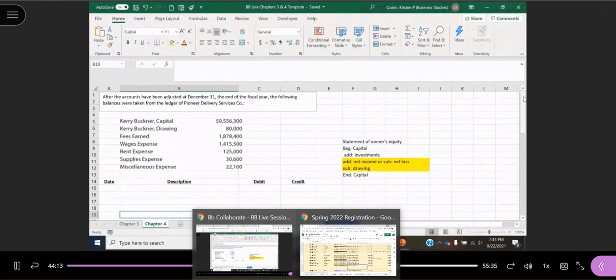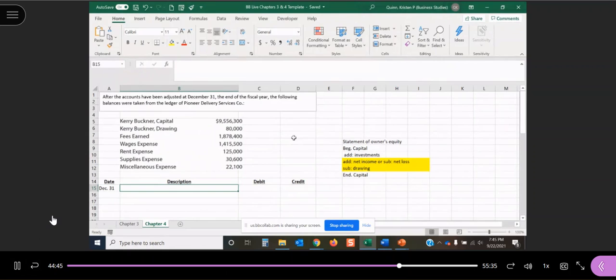So let's do this. They give us some information about our company. They tell us that as of December 31st, these are the balances that we have in our capital, our drawing, our fees earned, and then all of our expenses. And they want us to journalize the closing entries. So on December 31st, we're going to close out these accounts. Again, something to pay very close attention to. Capital does not get closed. It gets affected by the closing entries, but we do not close the account.